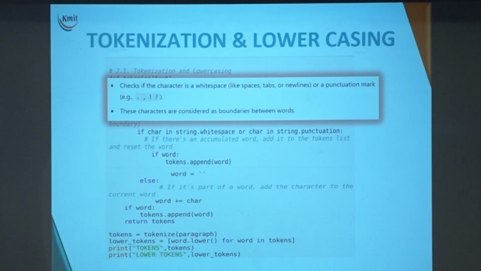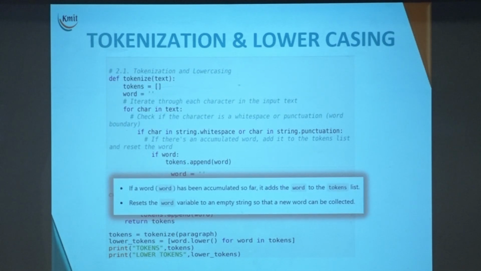If yes, then the word is completed, and you are going to append the word into your list of words. Clear enough, guys? See here. If the word has encountered a boundary, that is a full stop or any white space, then it accumulates the word into its list of words as a token. And it will reset the word variable to an empty string so that you can accumulate another word. Clear?